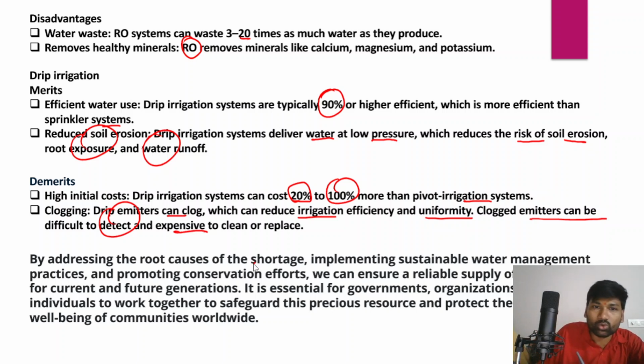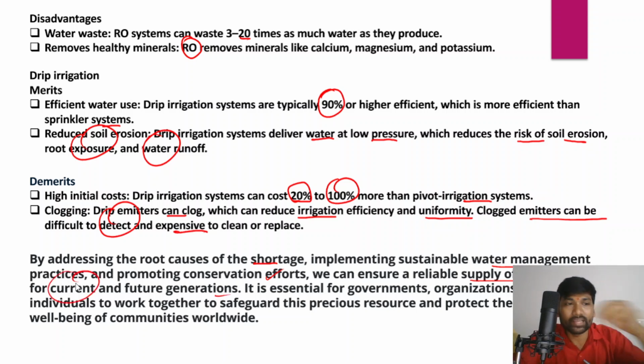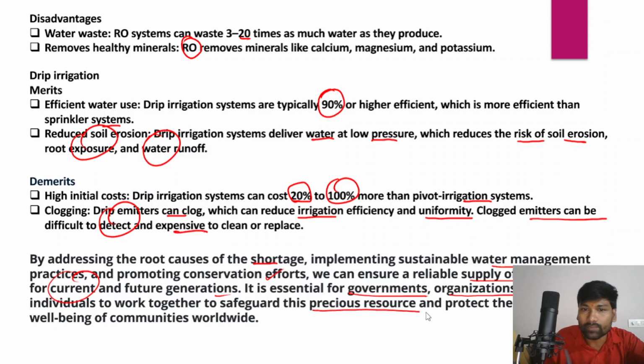So by addressing these root causes of shortage and implementing sustainable water management practices and techniques, and even promoting conservation efforts such as the watershed management, we could actually ensure a reliable supply of freshwater resources for current and future generations. That is the need of the hour, because the world is moving towards a large scale water stress or water crisis. Now in this context, it is essential for the government, organizations, civil society and the larger public to come together, work together to safeguard the existing precious water resources and protect the health and well-being of the communities across the world.